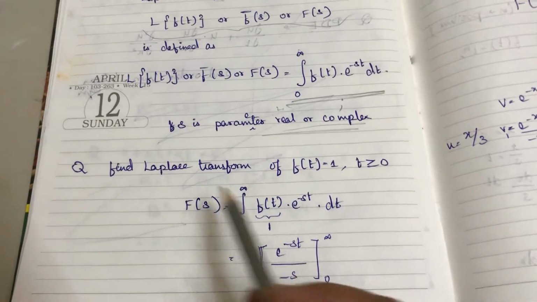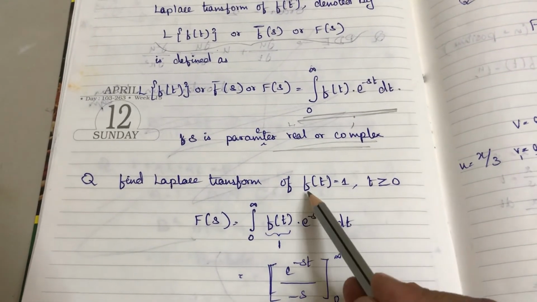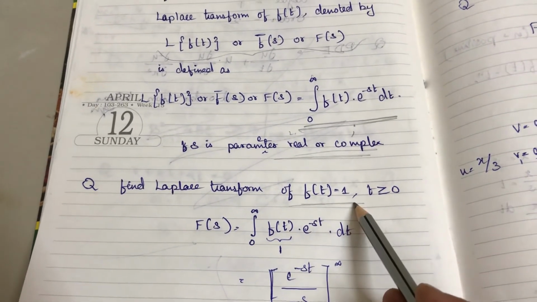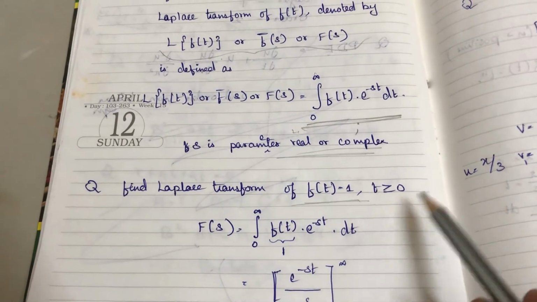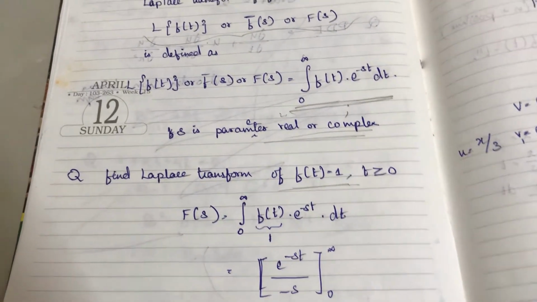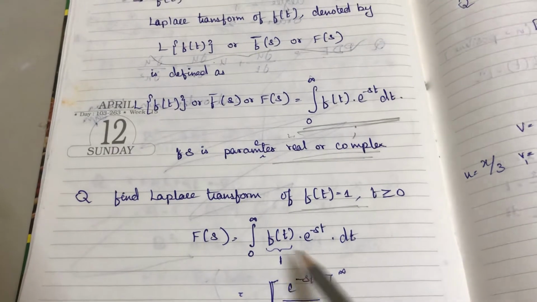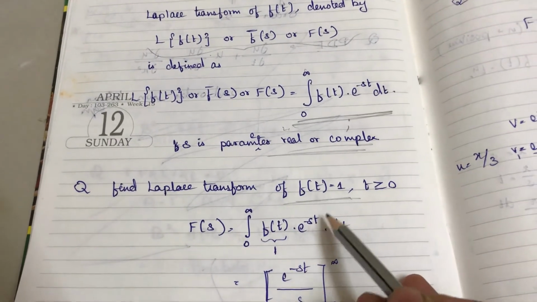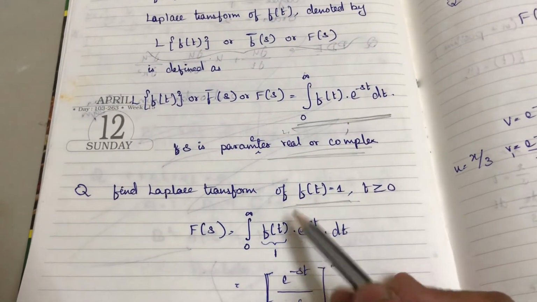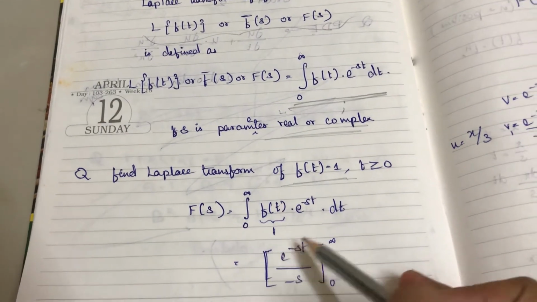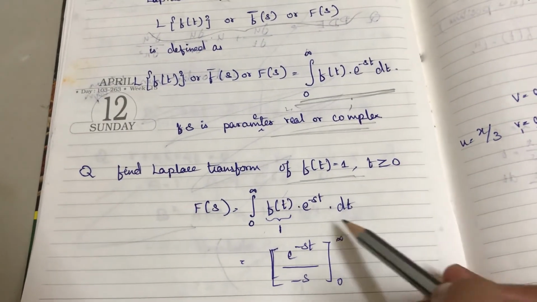So we need to find the Laplace transform. They have given one function here, f of t, which is equal to 1. t is what? Which is greater than or equal to 0. What is the formula? f of t into e power minus st. They have given this term as 1. So this term will become 1.